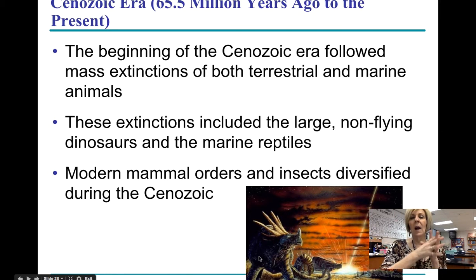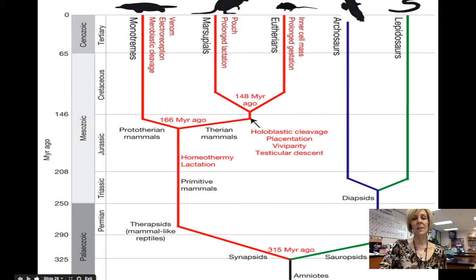The Cenozoic era was the era that followed after the extinction of dinosaurs. We have very strong evidence that was the KT event, a huge asteroid that hit the Earth and caused the extinction of dinosaurs. Notice that it says non-flying, because those other flying dinosaurs, we know that they evolved into birds. And the mammals and insects really diversified through the Cenozoic.